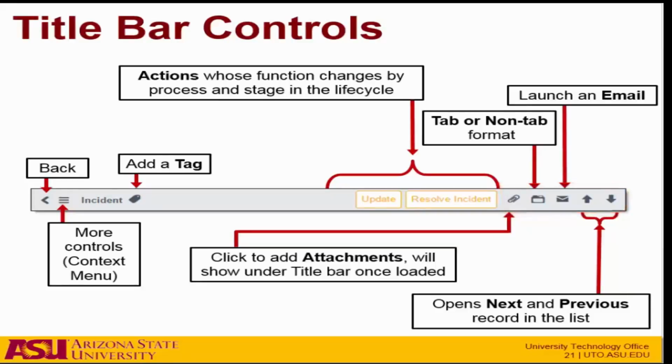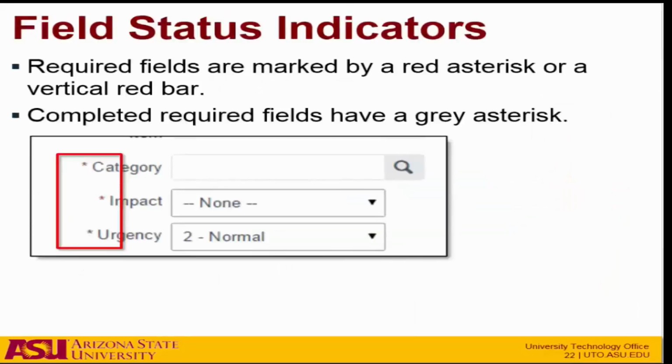Some fields are required. They'll be marked with a red asterisk. When you fill it in, then the asterisk turns gray, and you can see that there.